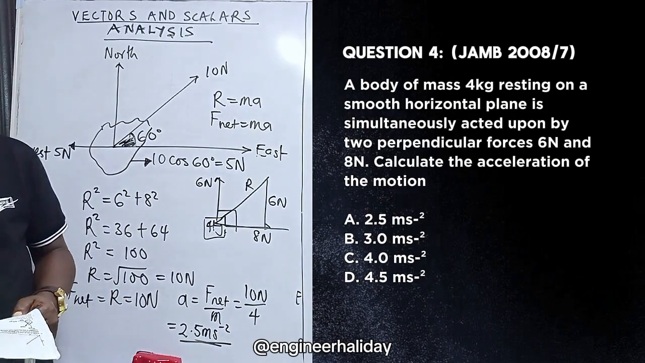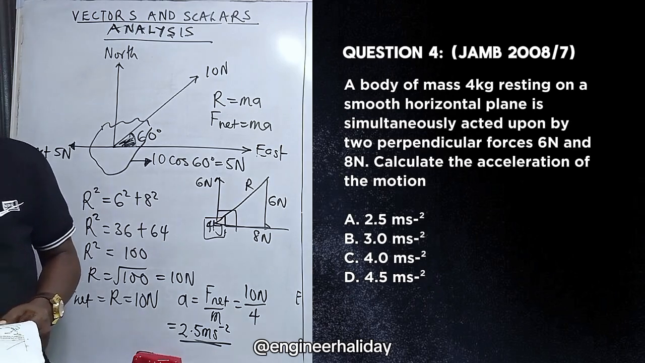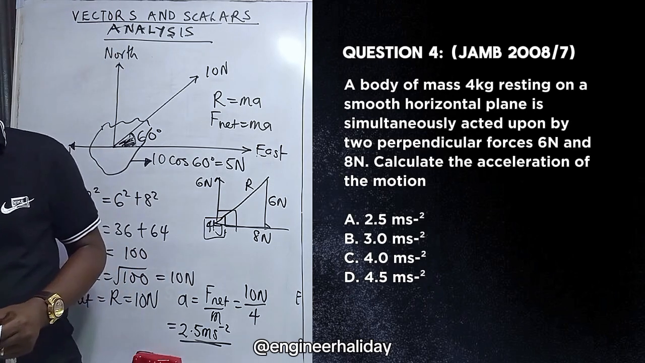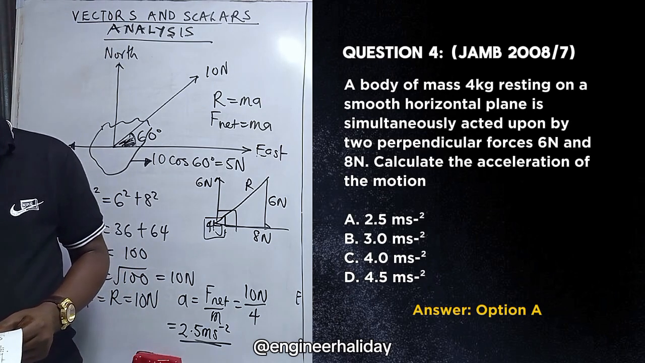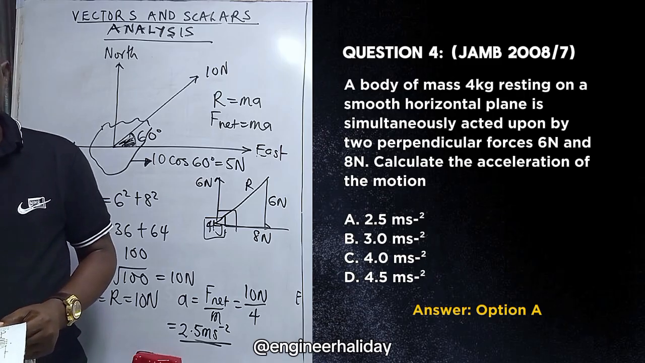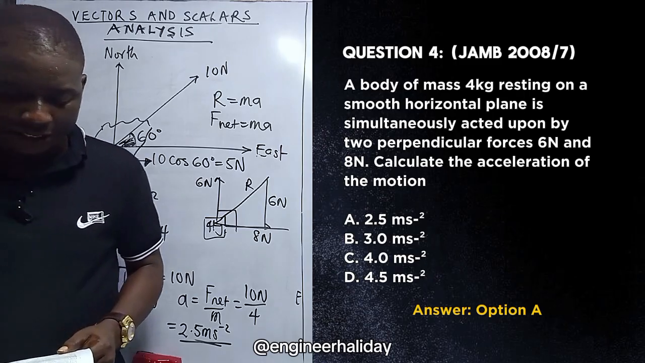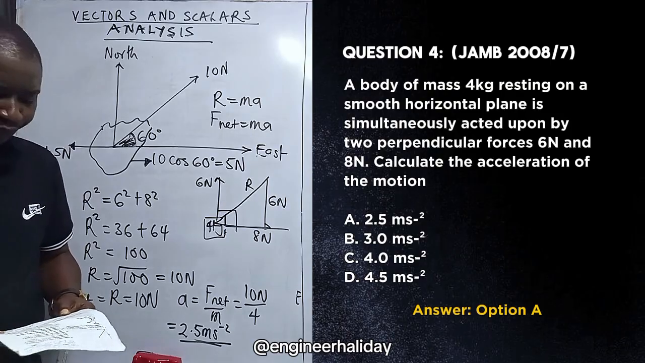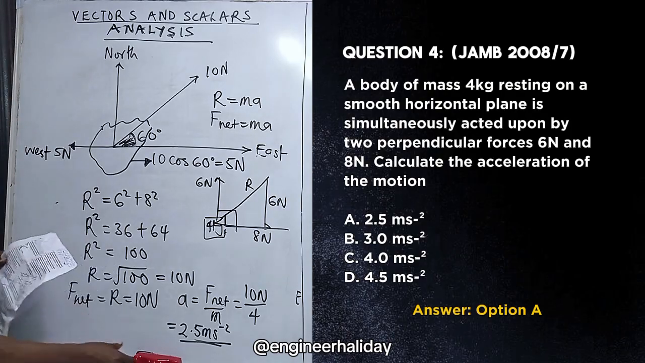So option A is 2.5 meter per second squared. Yes, correct. B, 3.0 meter per second squared. Wrong. C says 4 meter per second squared. D says 4.5 meter per second squared. Wrong. So the answer is A. Now let's look at number 5, because we are ending at number 7.